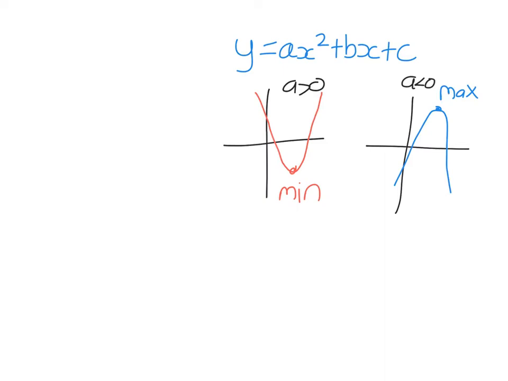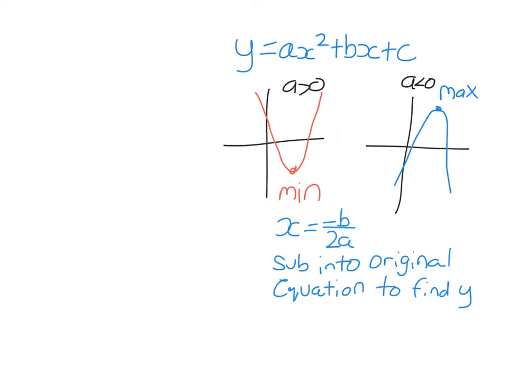So we can easily find the turning point of a parabola by using this formula: x equals minus b over 2a. b is the coefficient, the number in front of x, and a is the coefficient of x squared. So when you've found the x coordinate, you sub into the original equation to find the y value, because this is a turning point. It needs an x value and a y value.